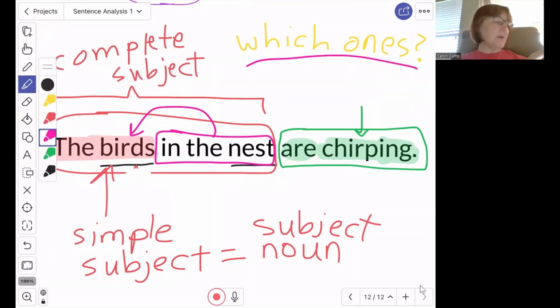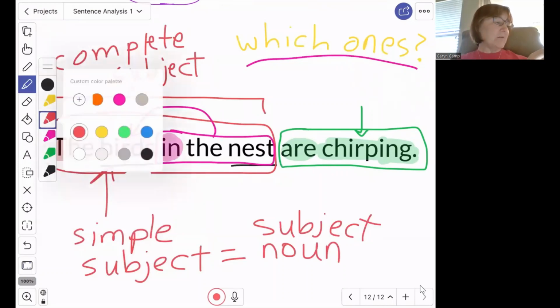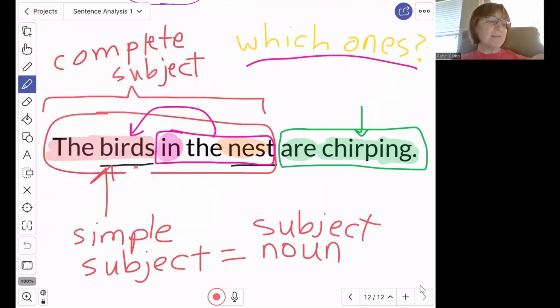And notice what it begins with. It begins with a preposition. And what comes after a preposition? A noun. And so let's find our noun, nest. And it has the word the in front of it. That tells us it's a noun. So we have a phrase, in the nest. That's a prepositional phrase. And remember I said that the noun inside a prepositional phrase has to be an object. It cannot be a subject.